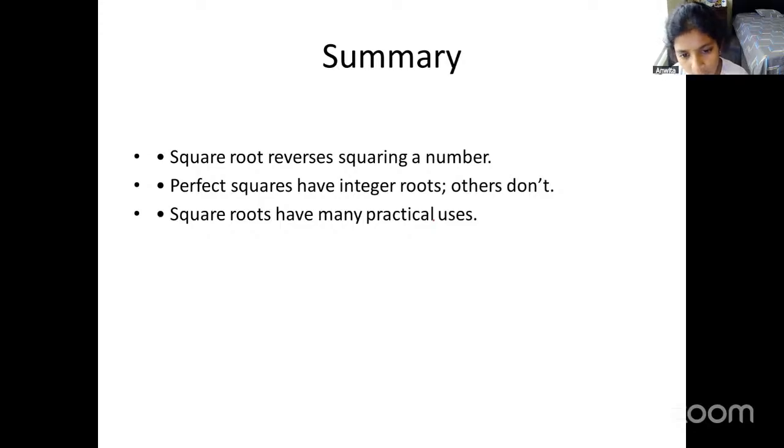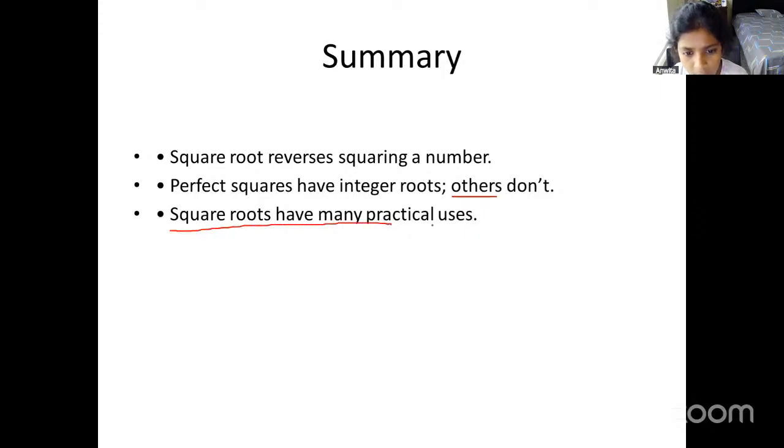Perfect squares have integer roots. Very good. Others, in the sense? What do you think? What does the word others refer to? Imperfect squares, sir. You are right, very good. Others refers to imperfect squares. Excellent. Next.